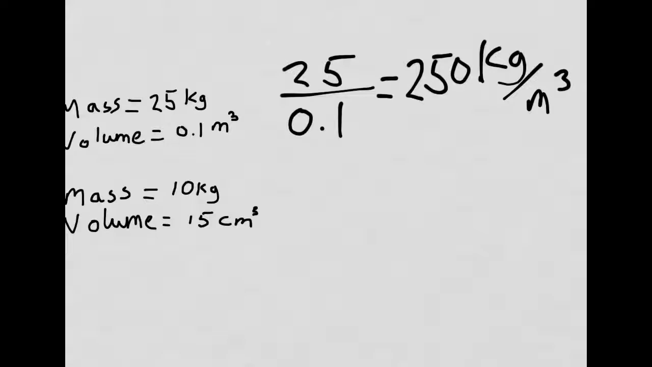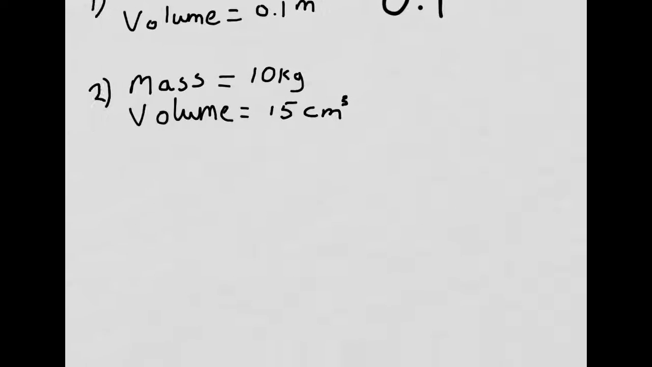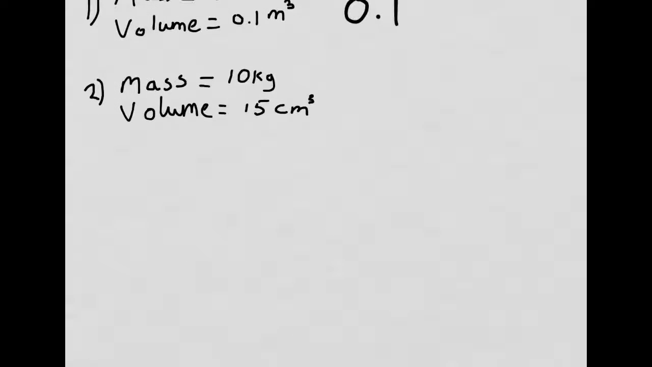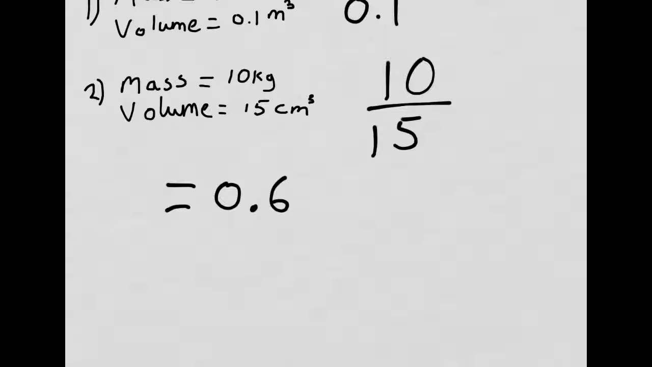The bottom one, similar. Okay. This time we're going to take 10. We're going to divide it by the 15. Okay. 10 divided by 15 will give you 0.6 recurring. Right, so if you put 0.6 recurring kilograms per meter cubed, you'd get the answer wrong.